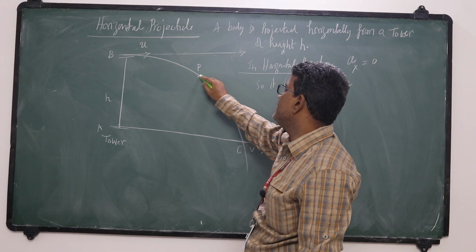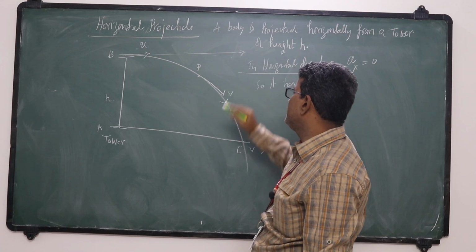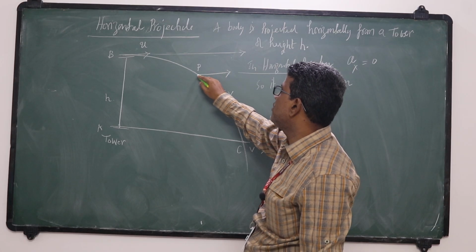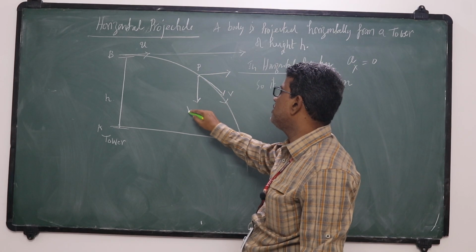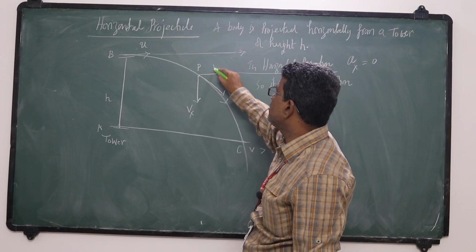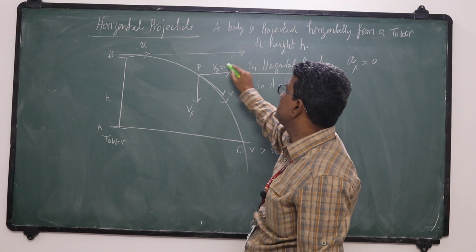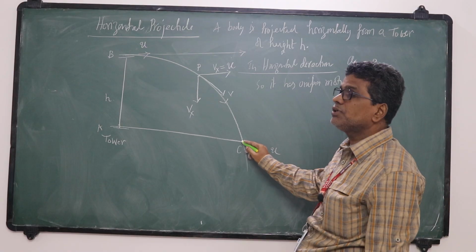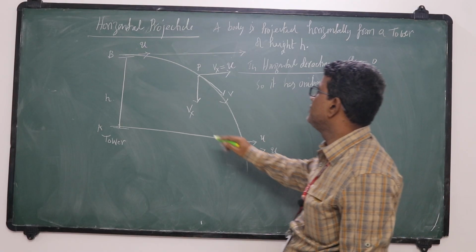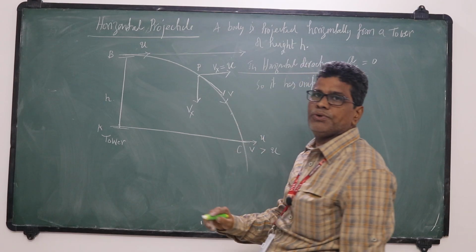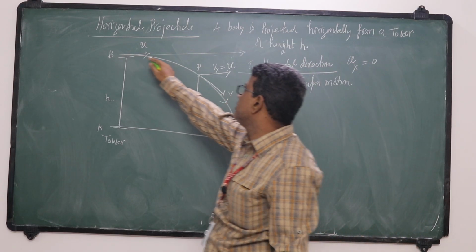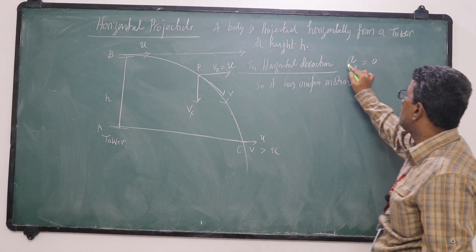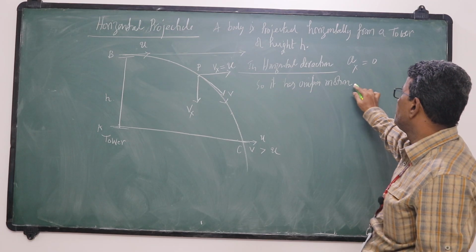If you want the velocity here, you draw a tangent. Let it be v, the velocity of the projectile. You resolve it into two components, a horizontal component and a vertical component. Let the horizontal component be vx. vx is u only. It won't change. Throughout, before striking the ground also, it is u. So everywhere from B to C, the horizontal component of velocity will remain the same, because in the horizontal direction acceleration is 0.